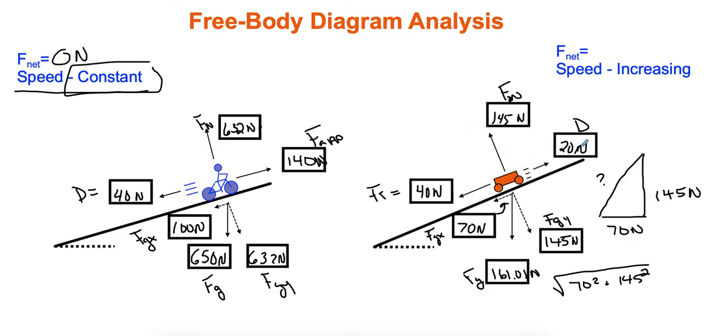Okay, we got 20 going up the hill, and we got 70 and 40 going down the hill, so that's 110 going down. So we do a little bit of quick math here. 110 newtons minus 20 newtons. So net force is going to be 90 newtons, and we could say it's down the hill.